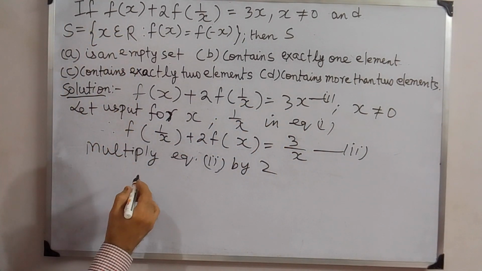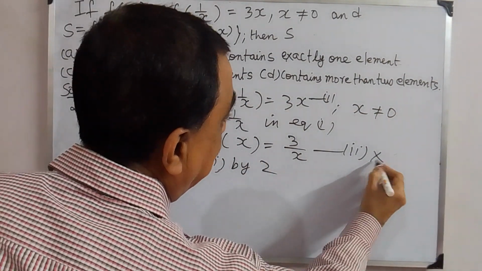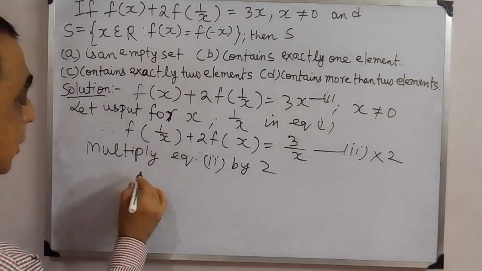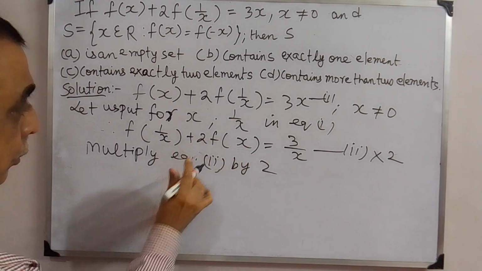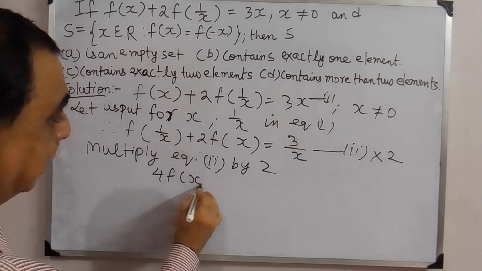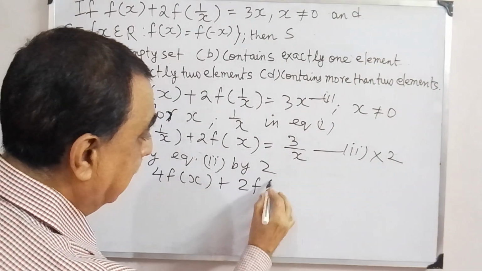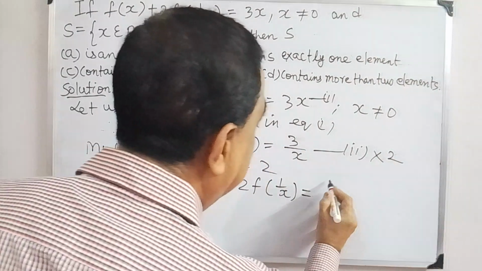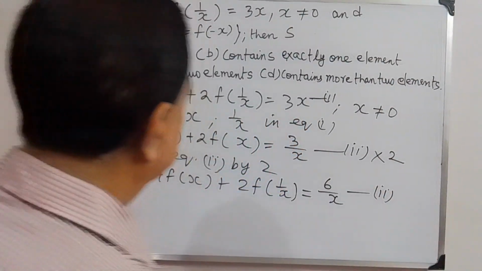Now see here what I am doing. I am multiplying equation 2 by 2, so each term I will multiply with 2. This will become 4f(x) plus 2f(1/x), and the right side will become 6/x. So this is the new second equation.